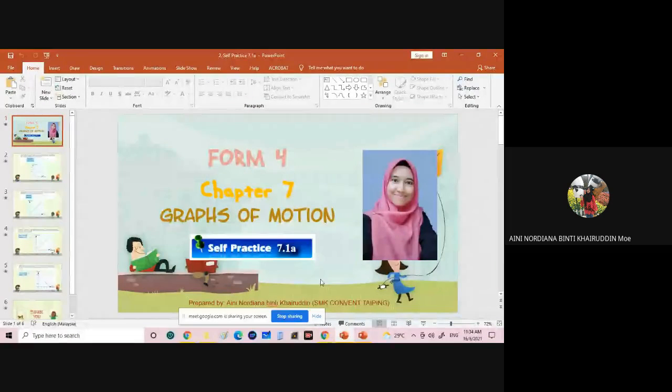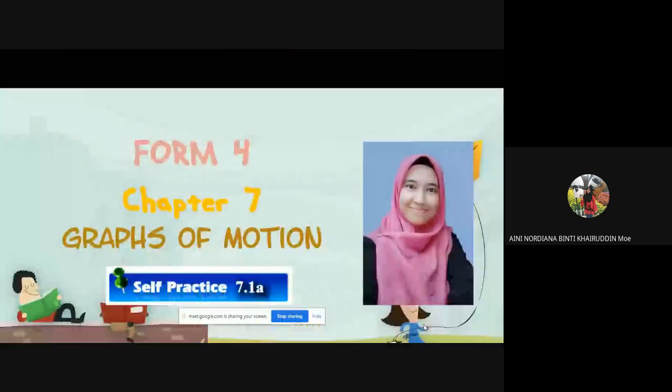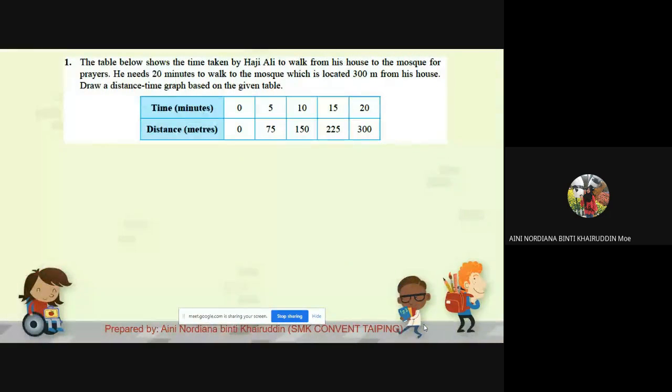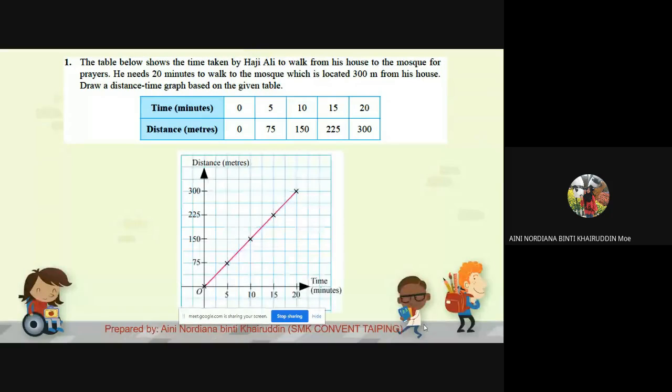Okay, we start with sub-practice 7.1a. Question number 1. So this is the table, the graph. Please mark your answer now. If you have any question, please ask.